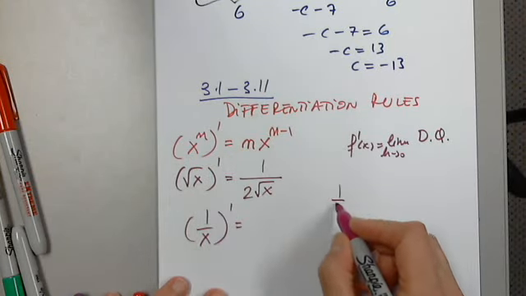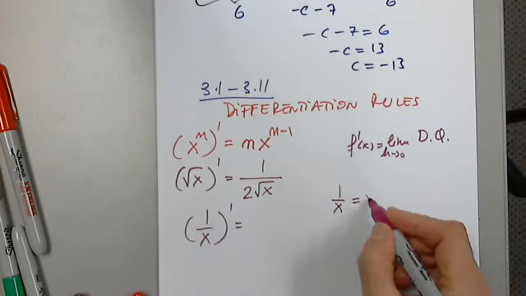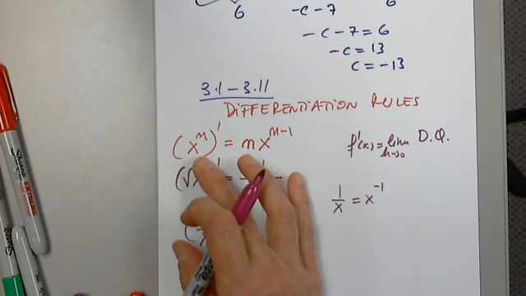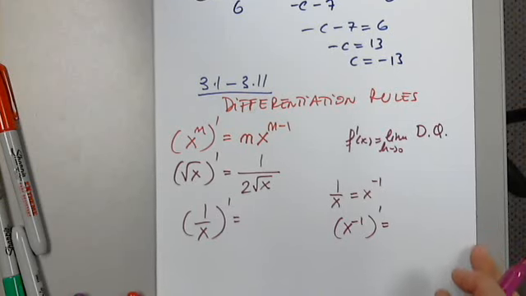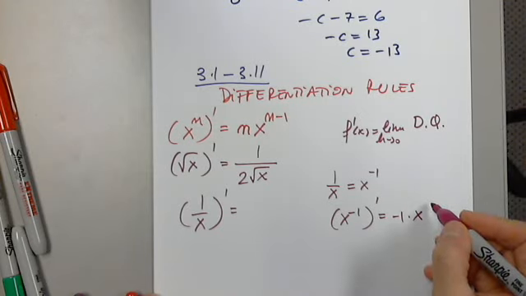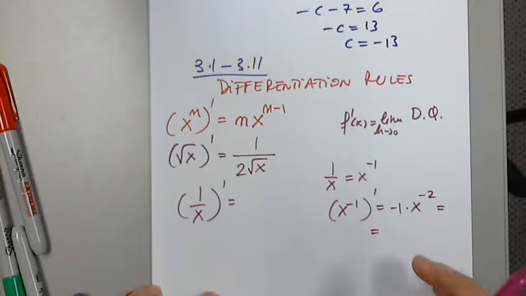So is there another way of writing 1 over x? Very good. So now I would like to use the power rule to differentiate x to negative 1, everything prime. I bring negative 1 in front, and I subtract 1 from the power. What do I get when I subtract 1 from negative 1? So is there another way of writing this?